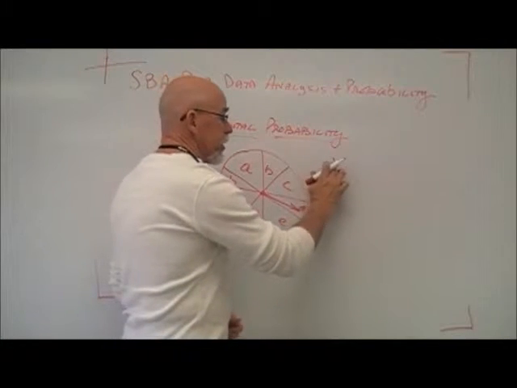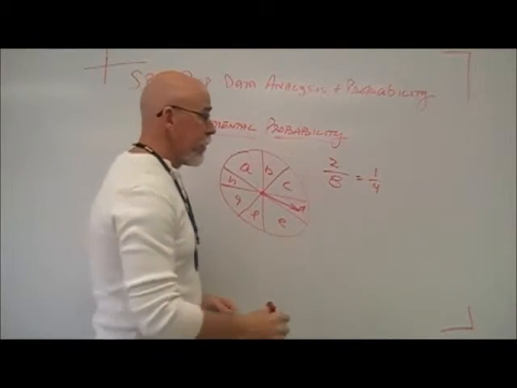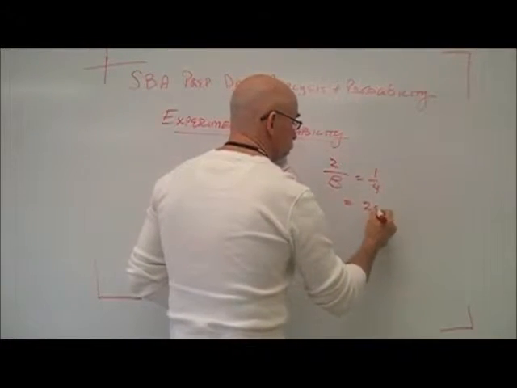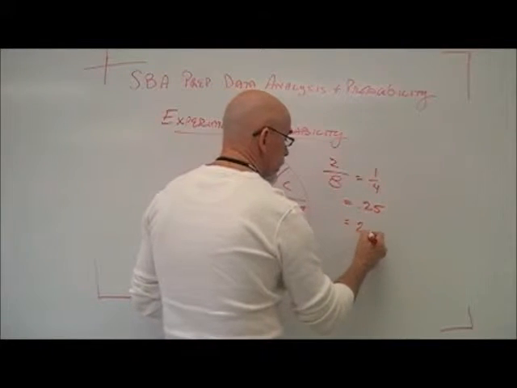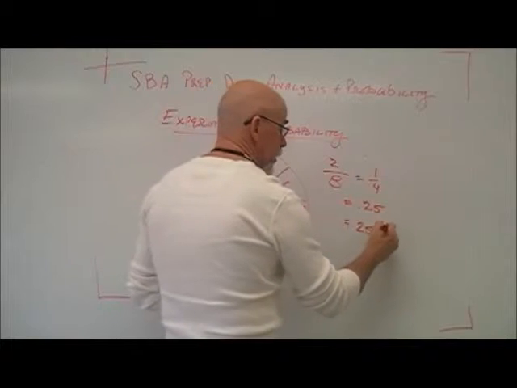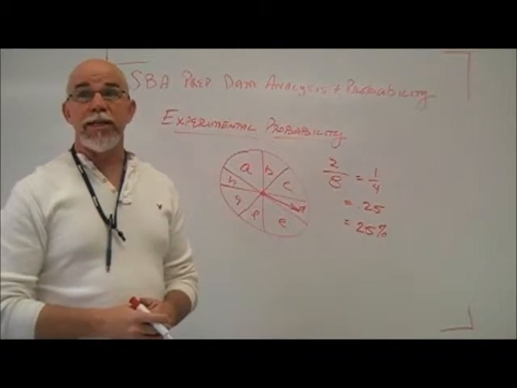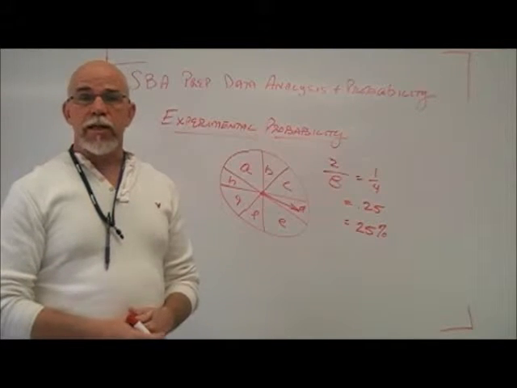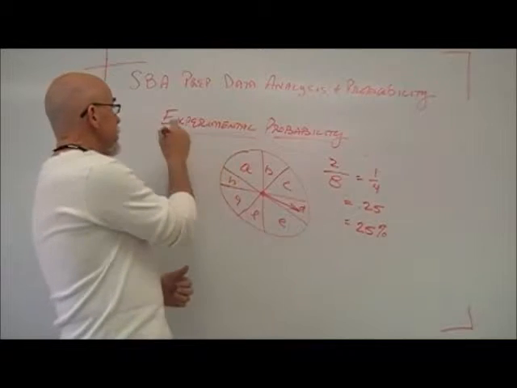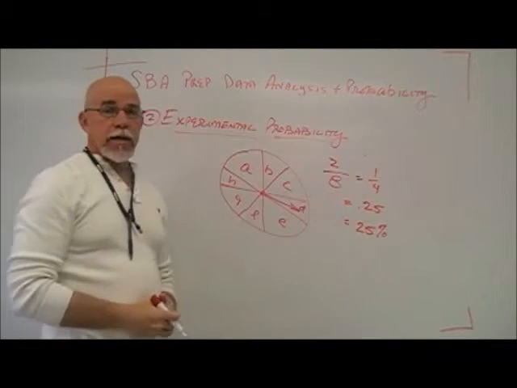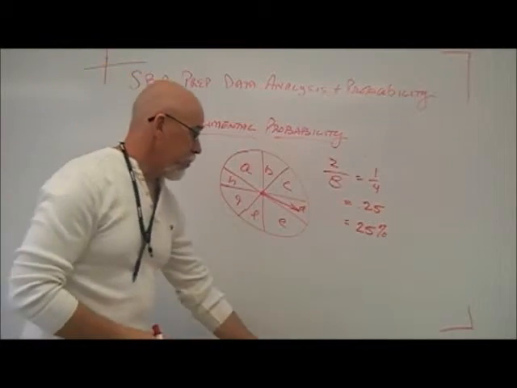Then that's 2 of those sections. Again, that probability can be written in fraction form. It can be written in percentage by dividing 1 by 4. It can be written in decimal, and then it can be written in percentage. So be aware of the data analysis and probability standards that are going to be possible on the SBA. And this is the second concept that we're looking at that might be on that standards-based assessment, experimental probability.